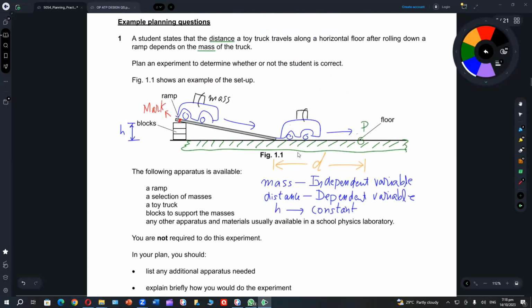Now, the procedure is there. I will allow the toy truck to slip down the track and see how much it goes forward. Then I will put some mass on the toy truck. It will go down with the mass and it will stop at a position. Then I will keep on increasing mass, and I will be checking the distance traveled by the truck every time. Then I will record the values of mass and distance. Height I'm keeping constant.